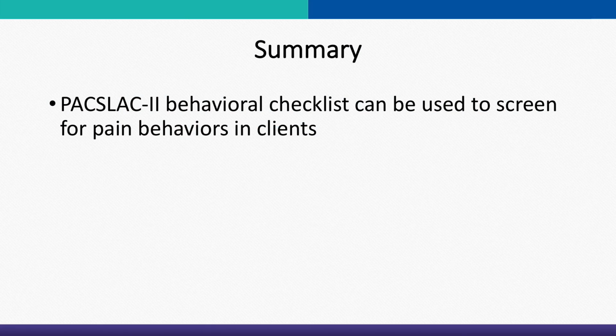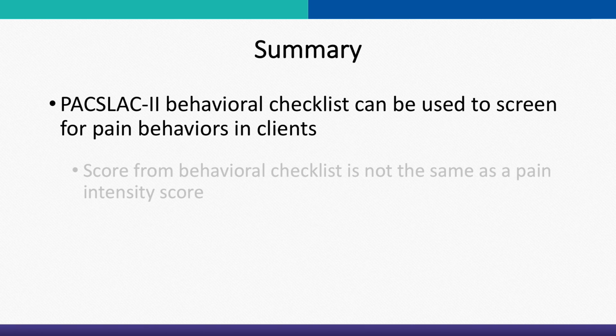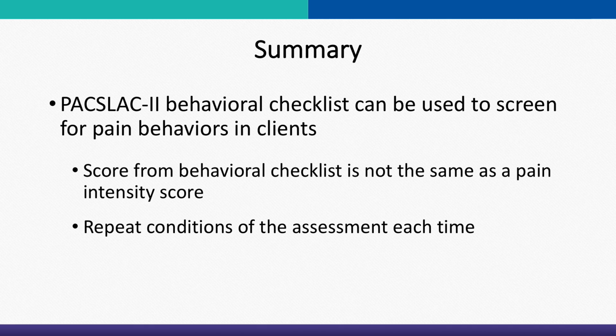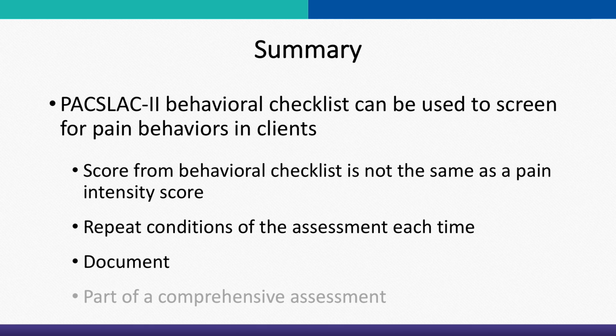To summarize, pain assessment may include use of a behavioral assessment tool like the PACSLAC-2 to screen for pain if an older adult isn't able to provide a self-report. The score from tools like the PACSLAC-2 are not the same as a pain intensity score from a self-report tool. The conditions of the assessment should be repeated each time so scores can be compared. Document which tool was used and what the conditions were. Incorporate your findings as part of a comprehensive assessment and treatment plan.